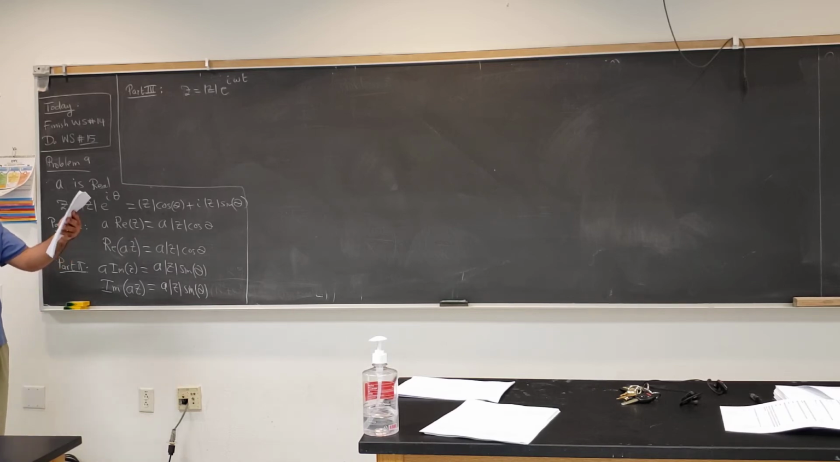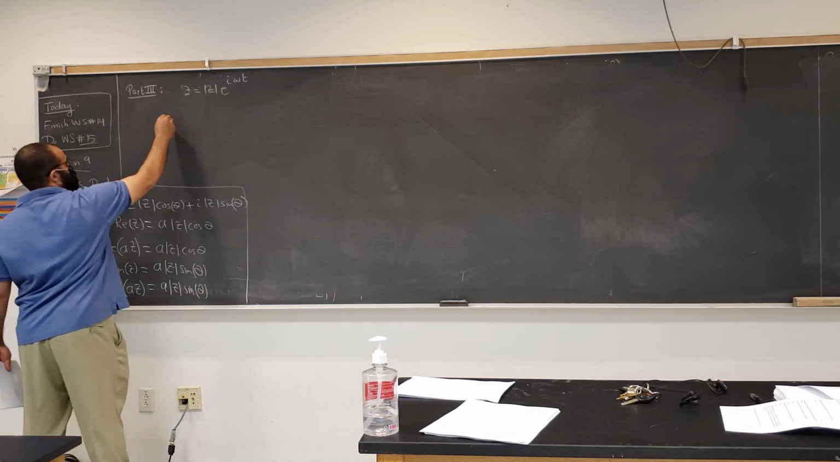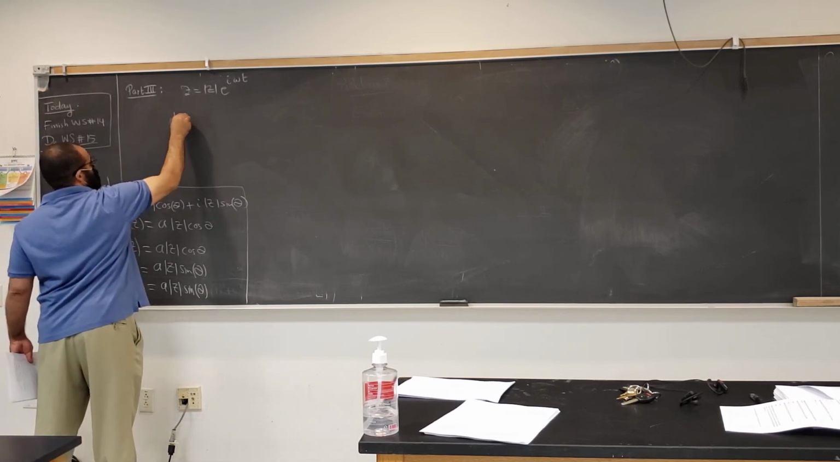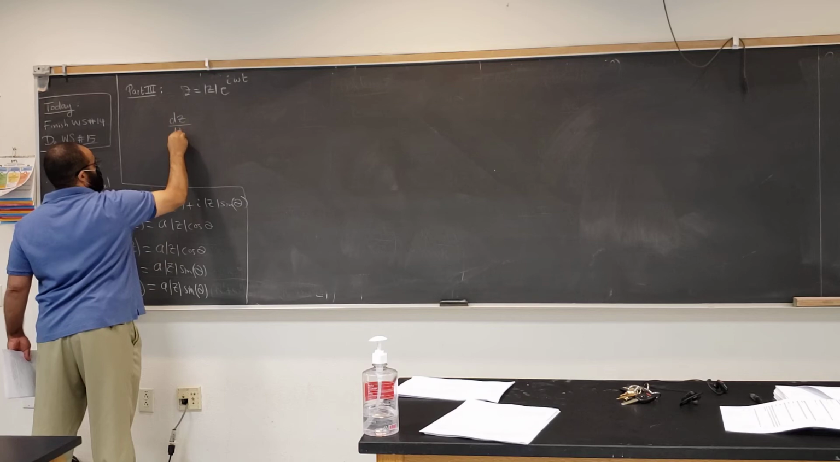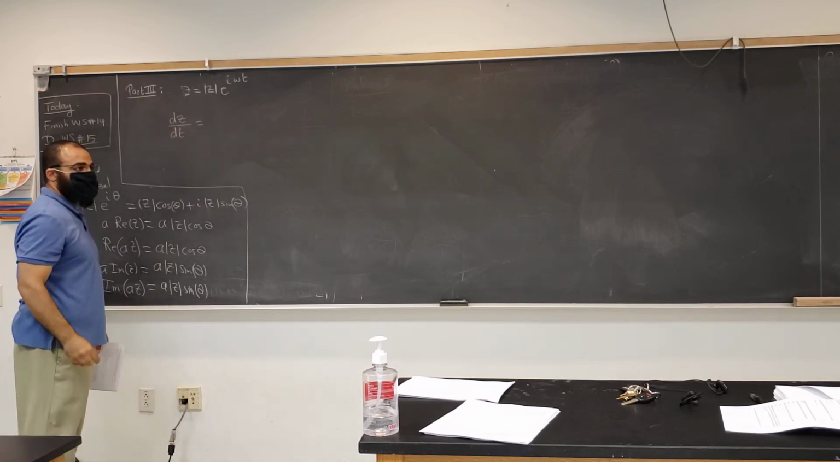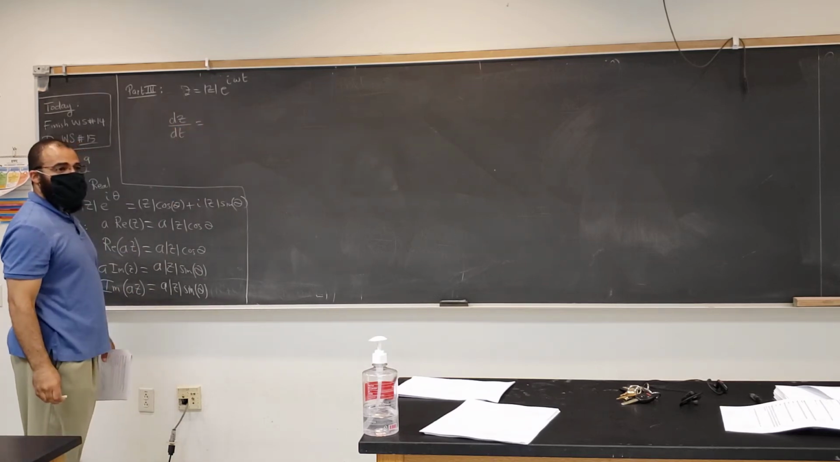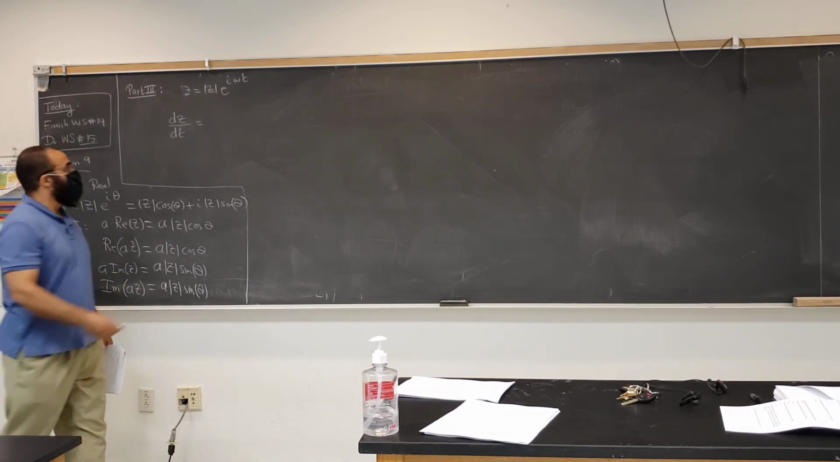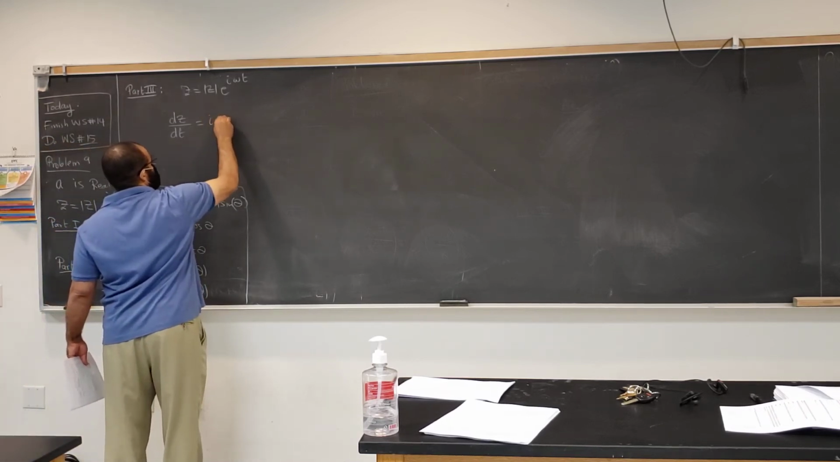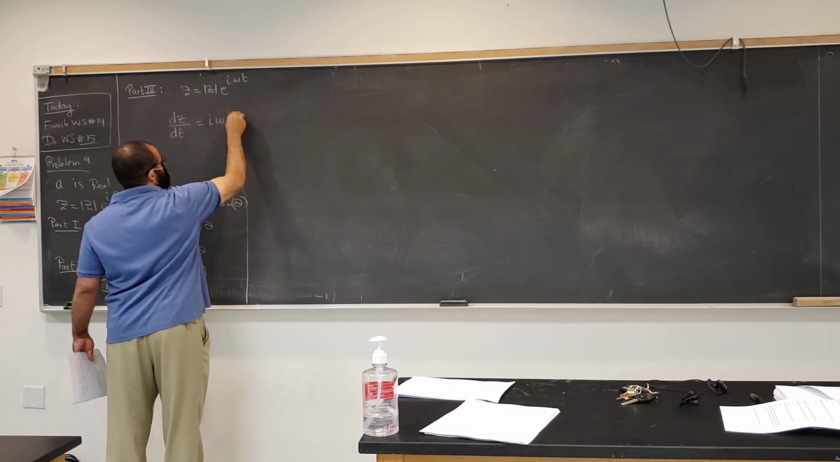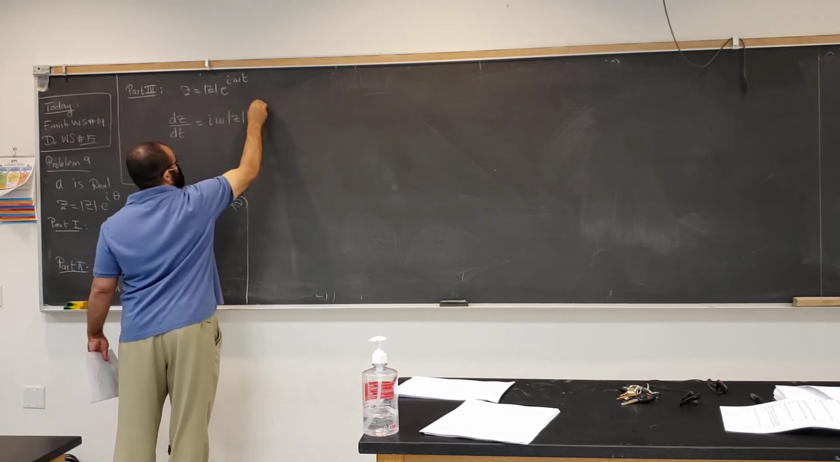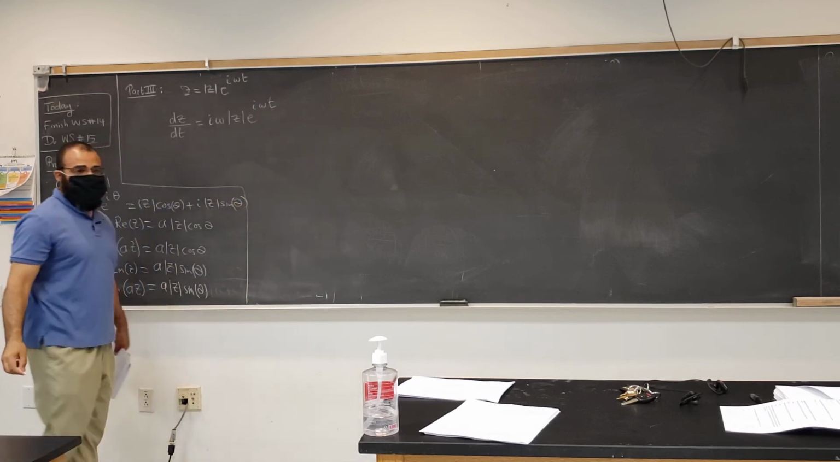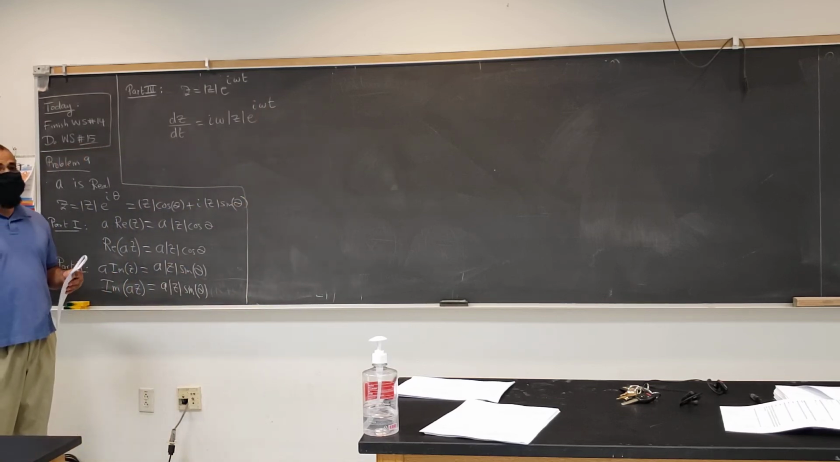What does that mean? Let me write it this way. First of all, dz dt. What do you get? You get i omega, and then the absolute value of z e to the i omega t. The i omega comes from the chain rule.